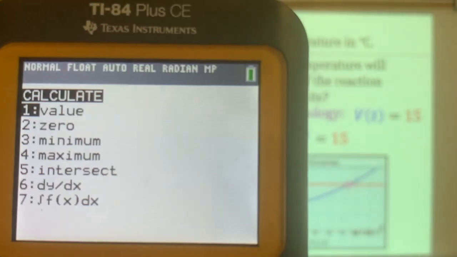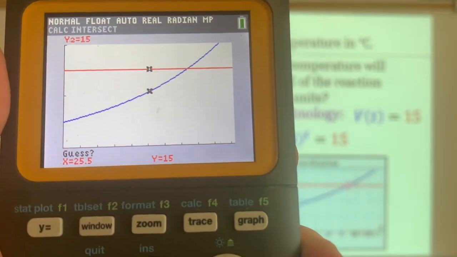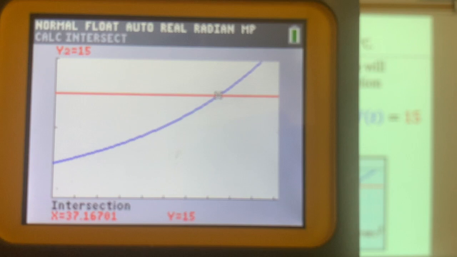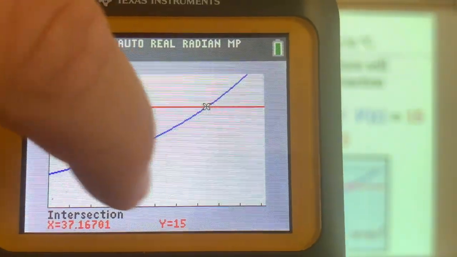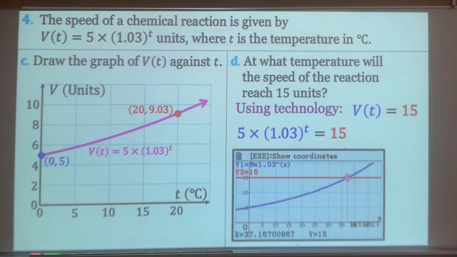That's all I need. Second calc, intersection. Now we can get to work. Enter, enter, enter. Three enters, and it brings me there. And it tells me that when y equals 15, x is approximately 37.16, or 37.2. All right, let's go check our answer. And our answer says, there's our graph, about 37.2.